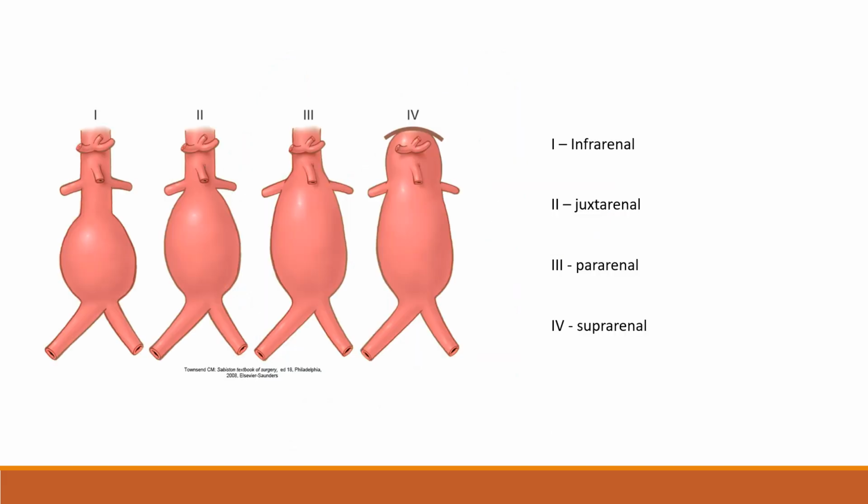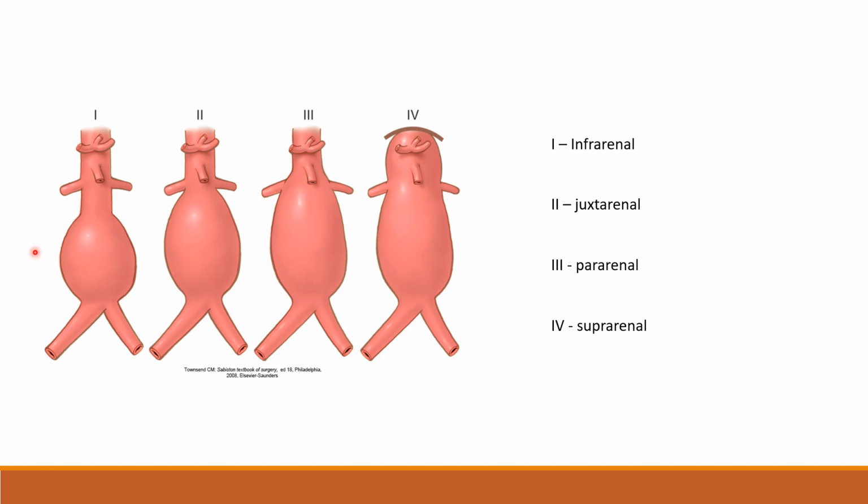We got different places that these aneurysms can happen. The most common one is going to be infrarenal. Remember we said that's going to be below the renal arteries, typically right above the aortic bifurcation. You've got juxtarenal, which is adjacent to those renal arteries. Pararenal, which includes both sides of the renal artery origins, and then suprarenal, which happens above the renal arteries.